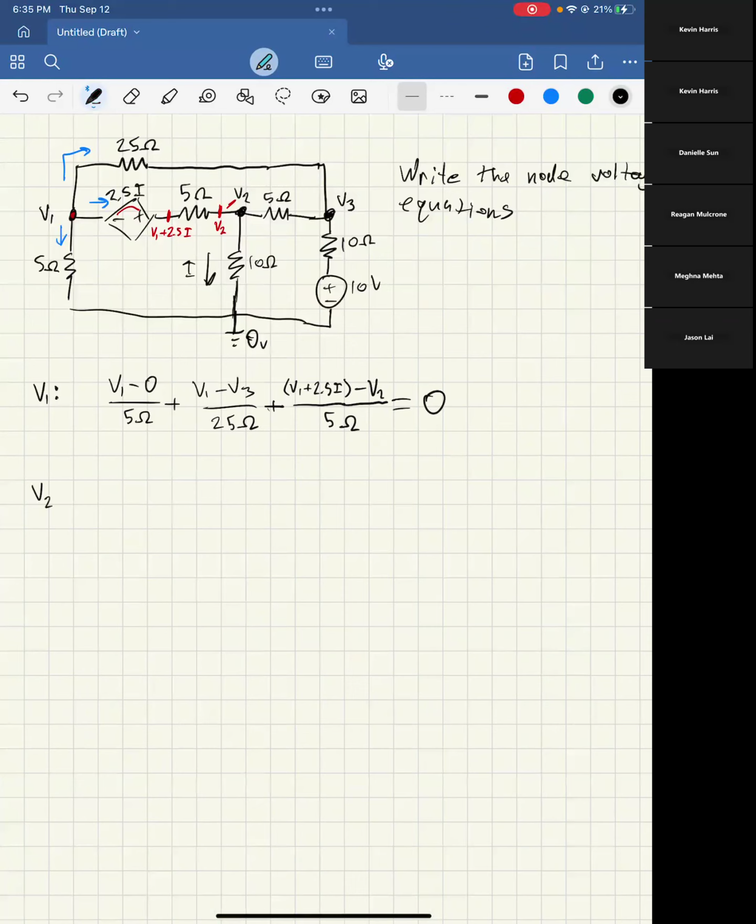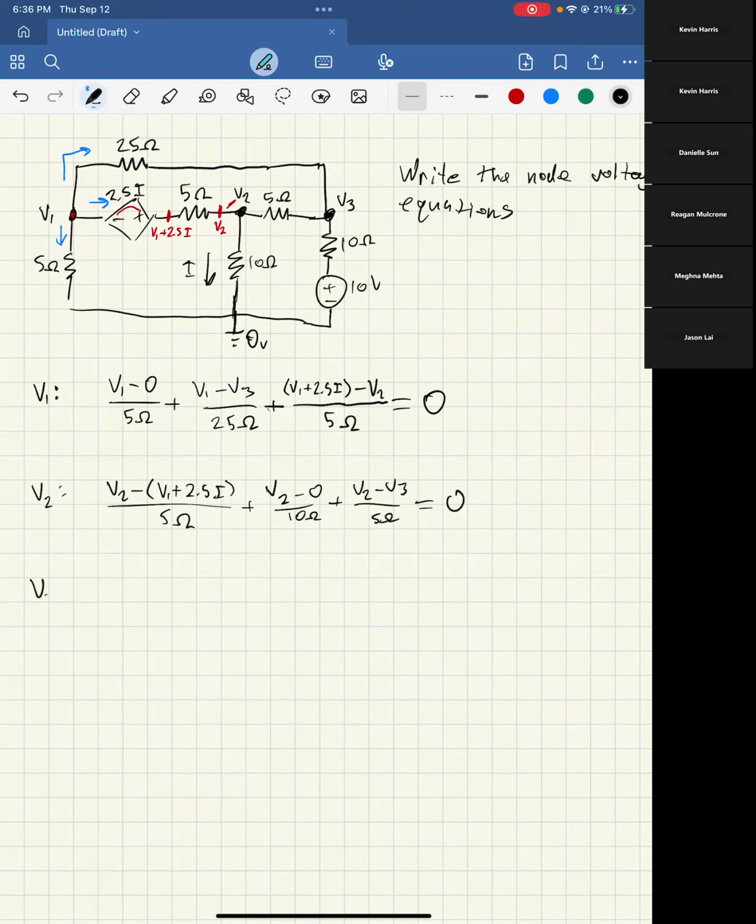For V2, it's largely the same thing. I'm just going to plug away here and get going. So for the next one, it's going to be the negative version of the one we just did, basically. Hopefully that is pretty clear why. And then for the one going down, I'll say V2 minus 0 over 10 ohms. And then for the one going to the right, it's going to be V2 minus V3 over 5 ohms.